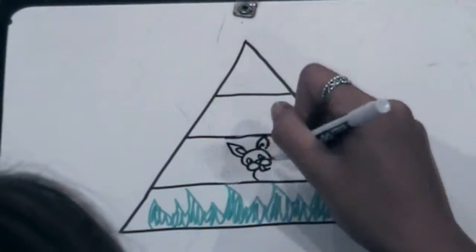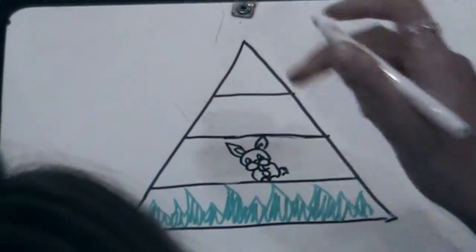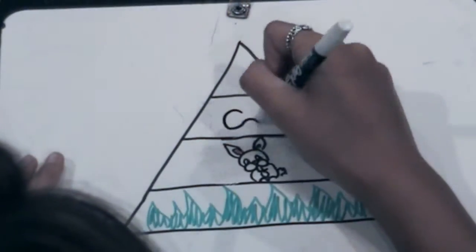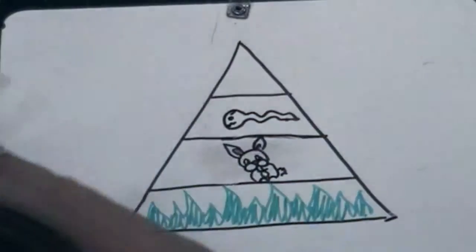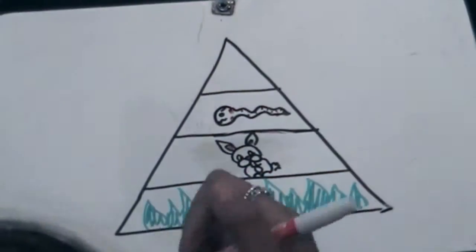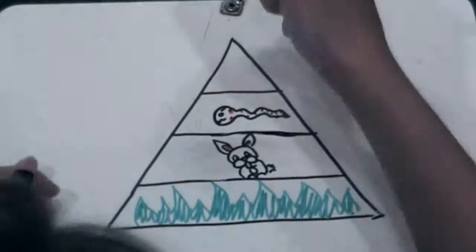So as you can see, there can be 3 to 4 to 5 trophic levels on a food chain. It doesn't have to be set in stone. It doesn't have to be 3, it could be 4, it could be 5.